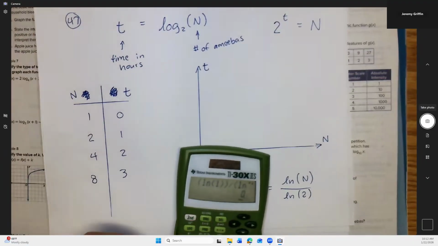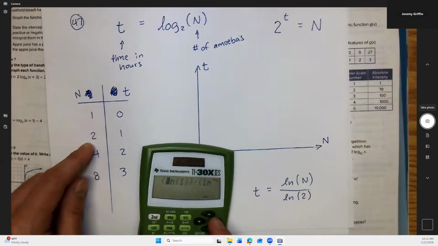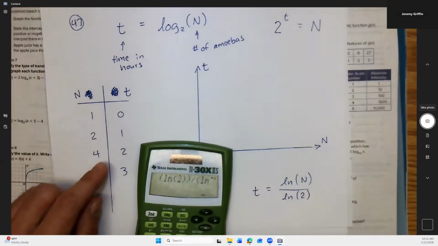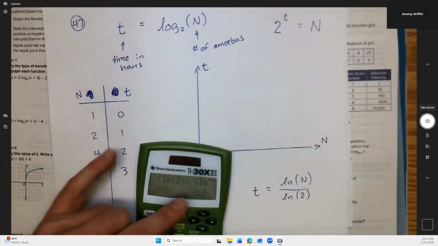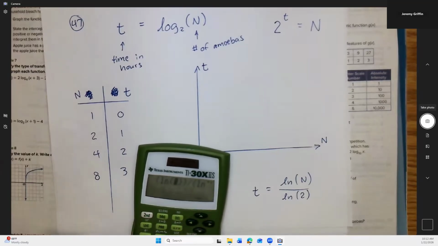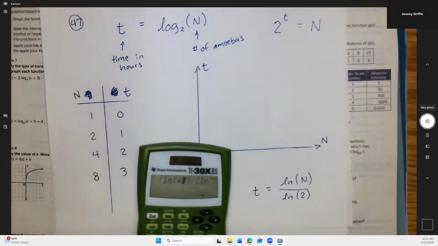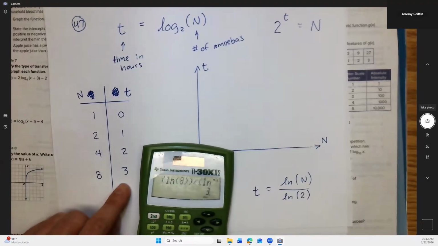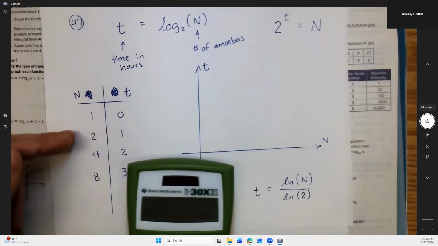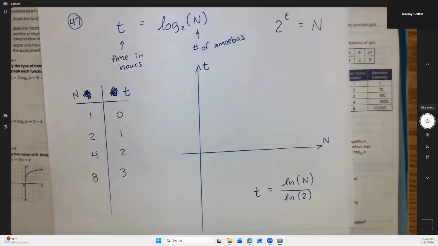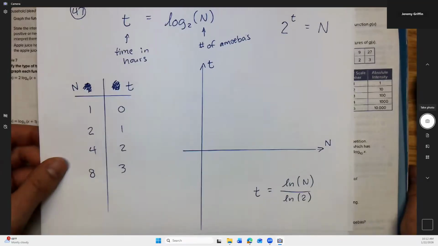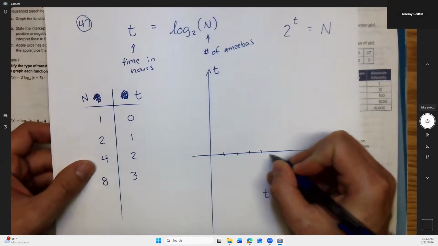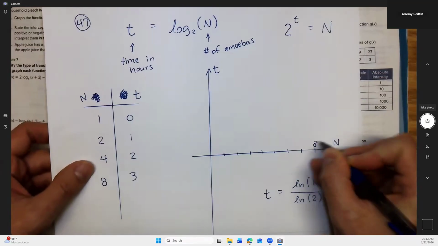All right, 0, 0. And then what about if I let the number of amoebas be 2? Then 1 hour has passed. And then if I plug in 4, I get 2. And then if I plug in 8, I get 3. All right. So using the logarithms, I confirm that table right there. So let's plot these points. The number goes up to 8, so let's go 1, 2, 3, 4, 5, 6, 7, 8.